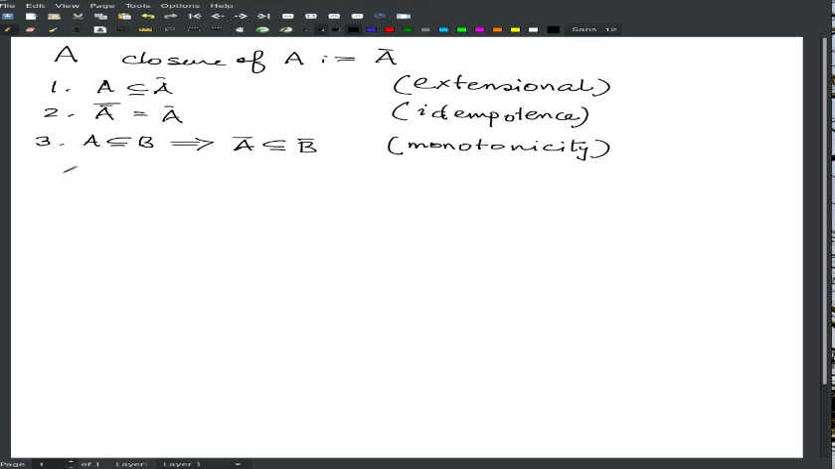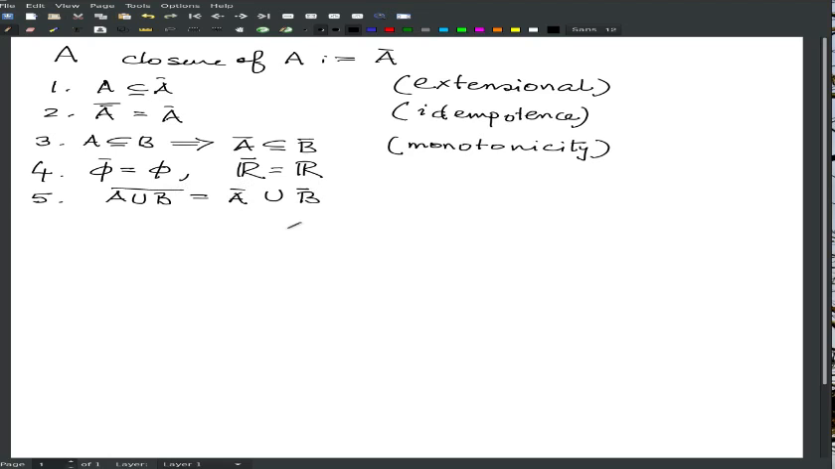There are two more things. One is the closure of the empty set is the empty set, and the closure of the whole, we are speaking about the real line, so the closure of the real line is the real line itself. And another one is the closure of the union is the union of the closures.